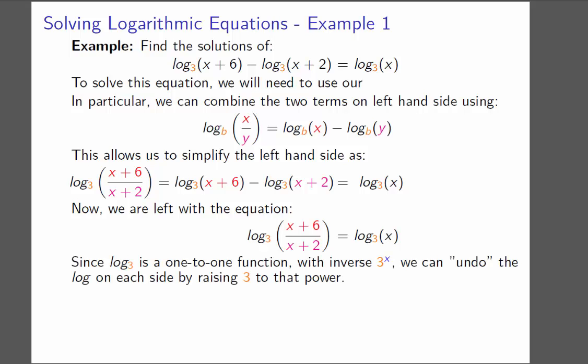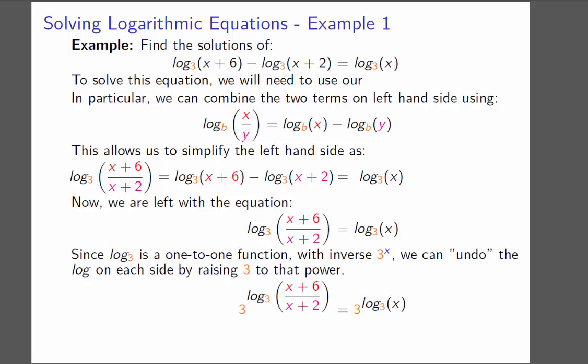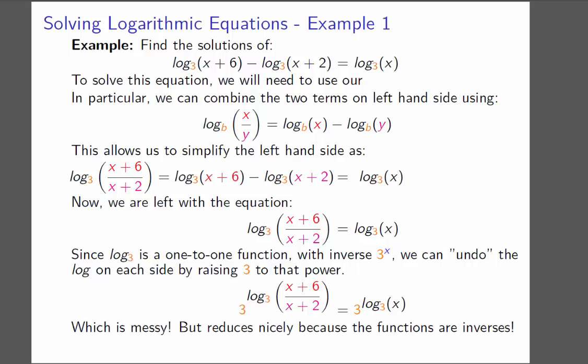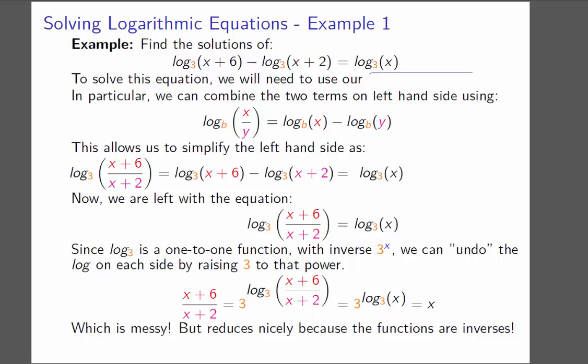Now since log base 3 is a one-to-one function with inverse 3 to the x, we can undo the logarithm on each side by raising 3 to that power, which gives us the equation 3 to the log base 3 of (x plus 6) divided by (x plus 2) equals 3 to the log base 3 of x, which is a total mess, but reduces nicely because the functions are inverses. So on the right, we just have x, while on the left, we have (x plus 6) divided by (x plus 2).